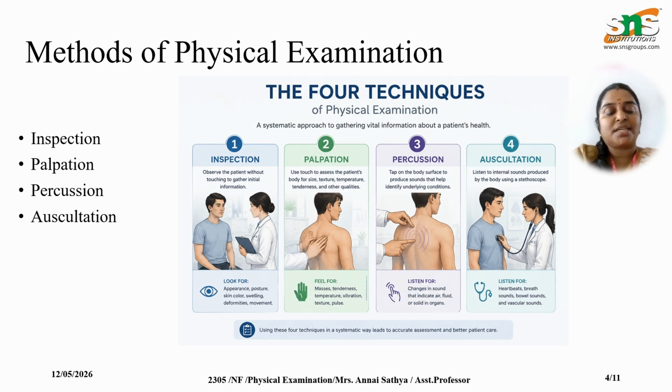Next, methods of physical examination. So, there are four main methods of physical examination. They are inspection, palpation, percussion, and auscultation. Inspection means we are observing the patient carefully using vision. Palpation involves examining the body by touch. Percussion means tapping the body surface to produce sounds, and auscultation involves listening to body sounds using a stethoscope. So these methods help nurses to collect accurate information regarding the patient's health status.